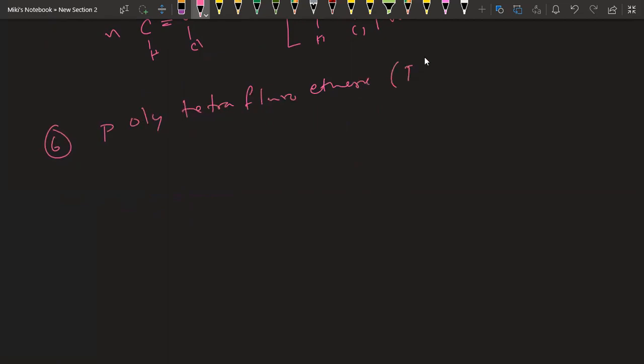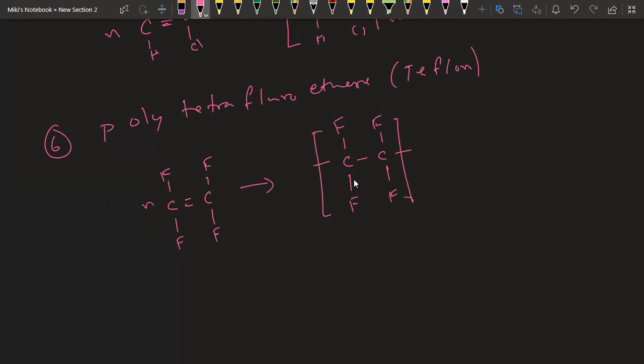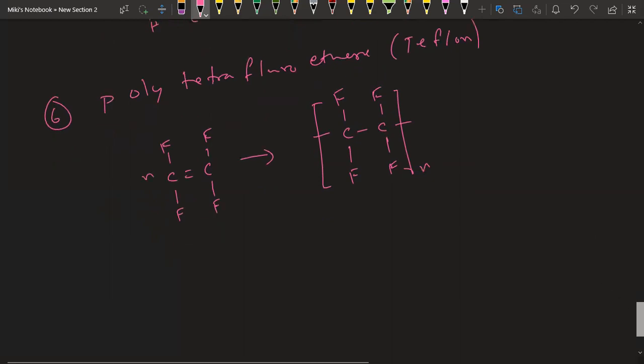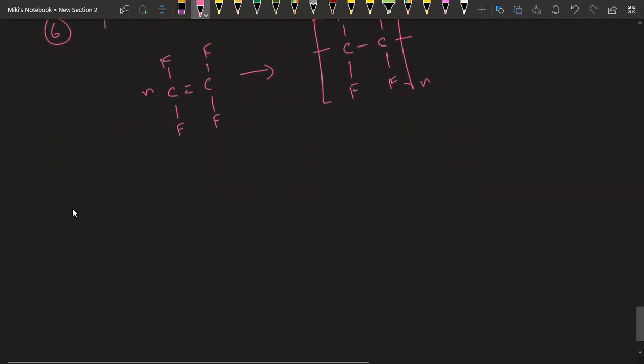Polytetrafluoroethene. This is also known as Teflon. The short form is Teflon. So we have, let's say, this fluorine. Tetrafluoro means we have 4 fluorine, that's what the name suggests. And if n such molecules are present, what do we have? The hands became free, the bond breaks, and we have carbon forming bonds. The repeating unit is just shown with square brackets on either side, placing n at the bottom, showing that n such monomers or repeating units are present.